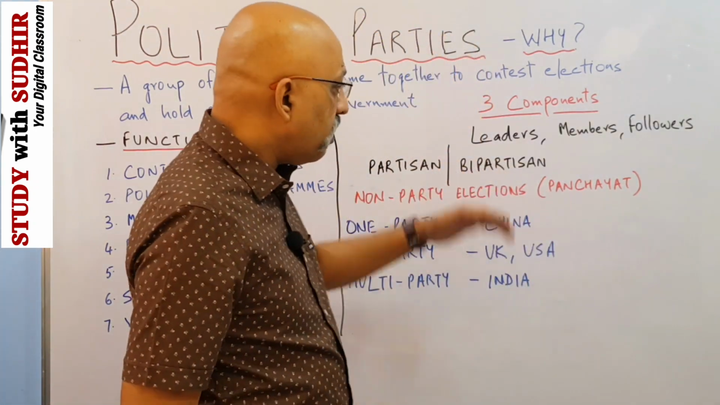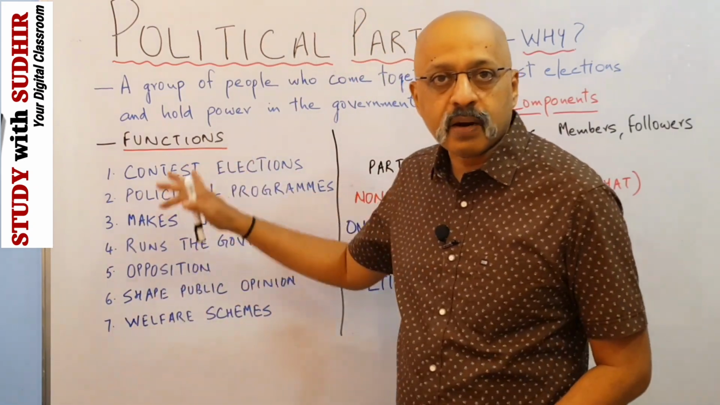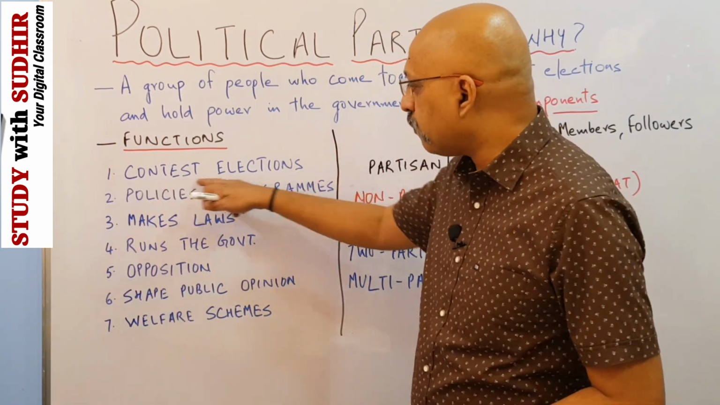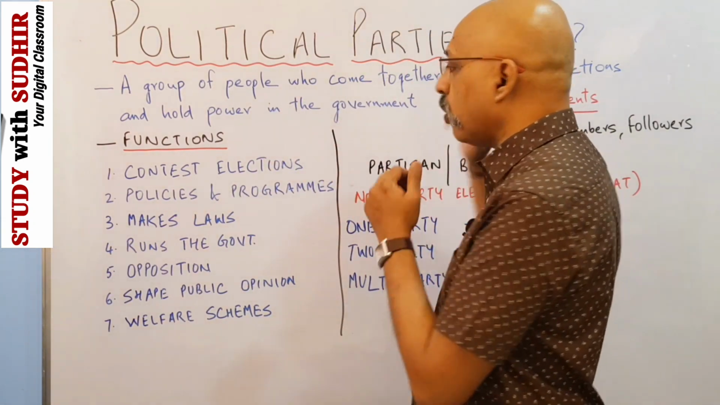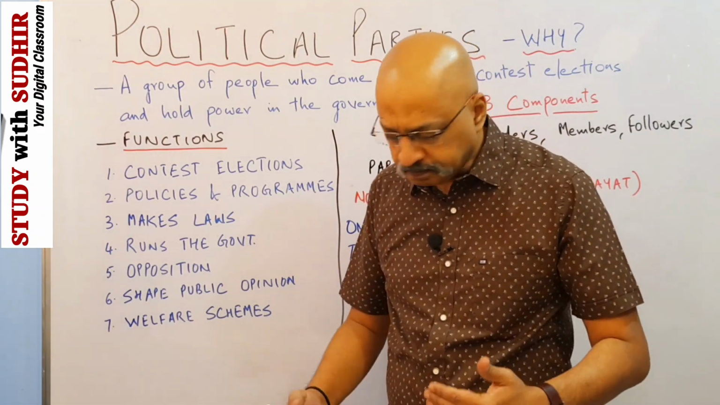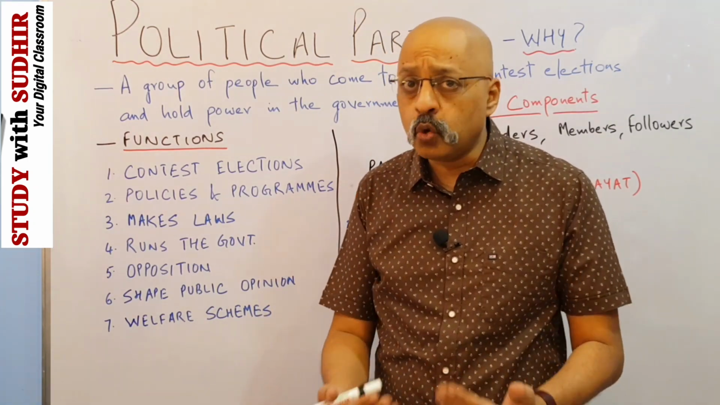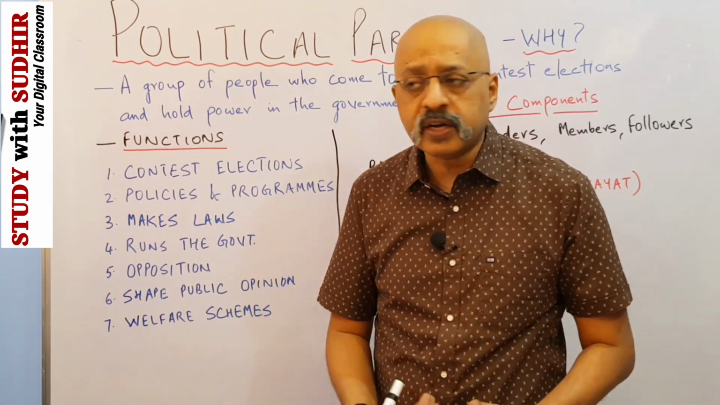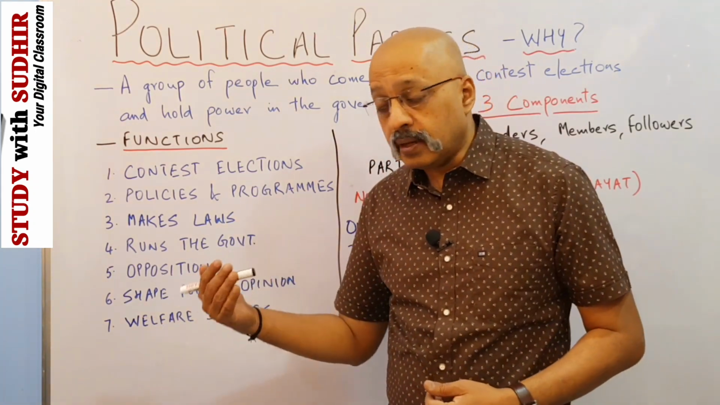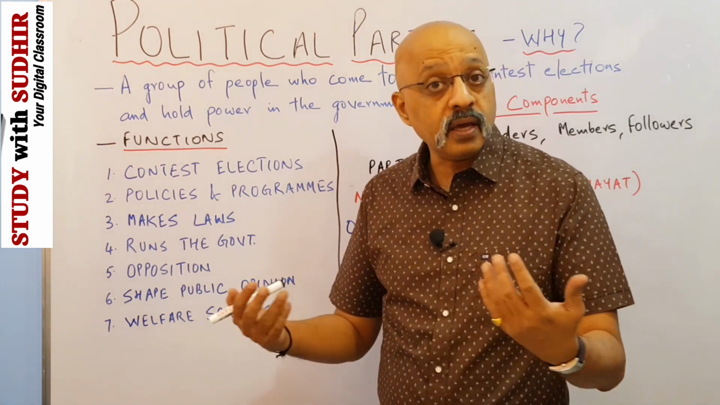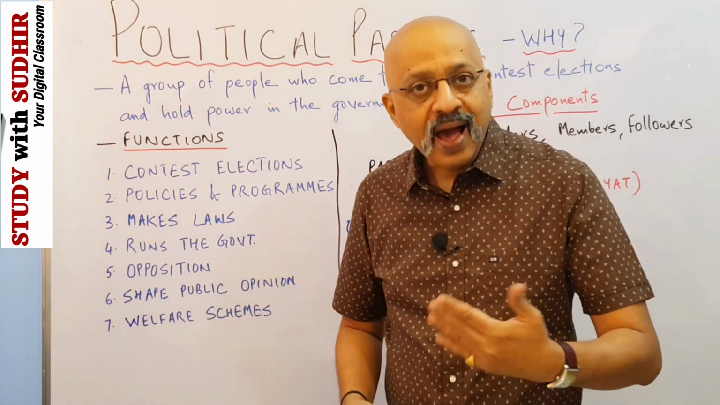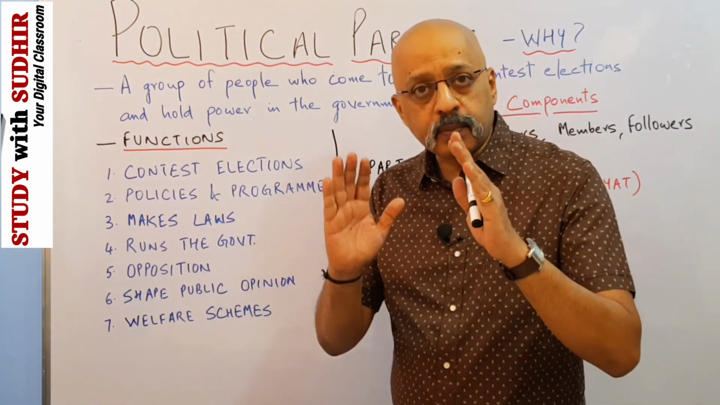Now let's come to the functions of the political parties. There are broadly 7 functions of a political party. The first one, of course, is to contest elections, and that we have already learned in the definition of a political party. So they fight. In some countries like the USA and UK, there are mainly only two parties which contest against each other. Republicans versus Democrats in the USA, Conservatives versus Labour in the UK, right? So they basically contest elections, chunav ladte hain, and whoever wins comes to power in that particular country.